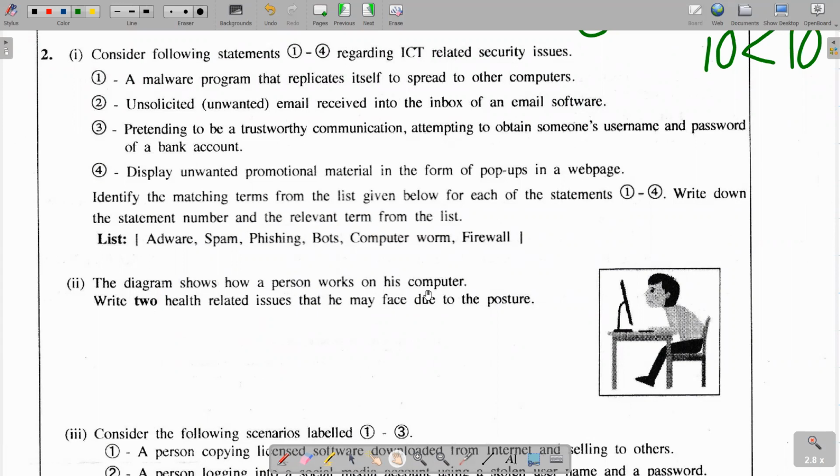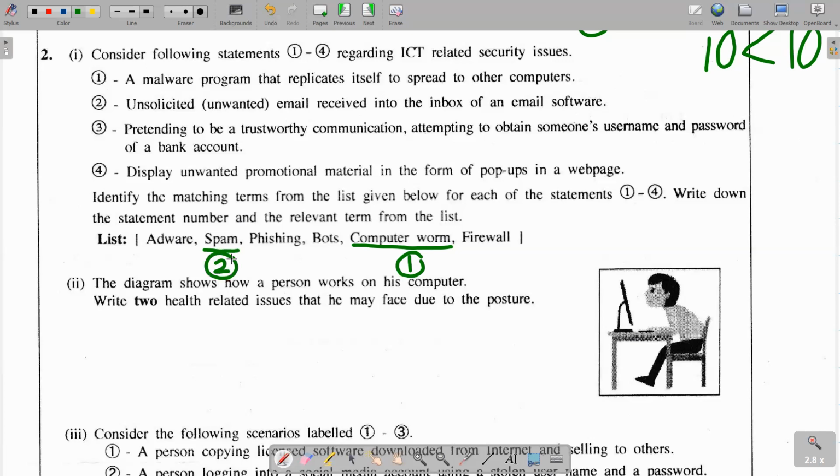Right? They say a malware program that replicates itself to spread to the other computers. So we can say it is computer worms, right? So this goes with the first statement. Unsolicited, that means unwanted, email received into the inbox of an email software. We call them spam.